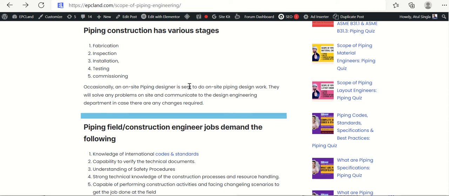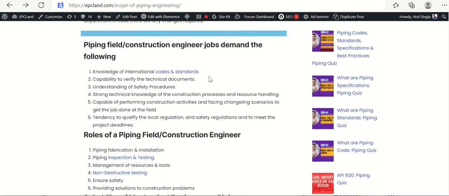So although we are saying they are part of the design engineering team only, they are sent to site to help the construction activities, from fabrication to commissioning. So inspection, installation, and testing, this will be part of site activities. So now once a piping field or construction engineer is sent to site, what kind of job responsibilities are there? What kind of expectations and demands are there for such jobs?